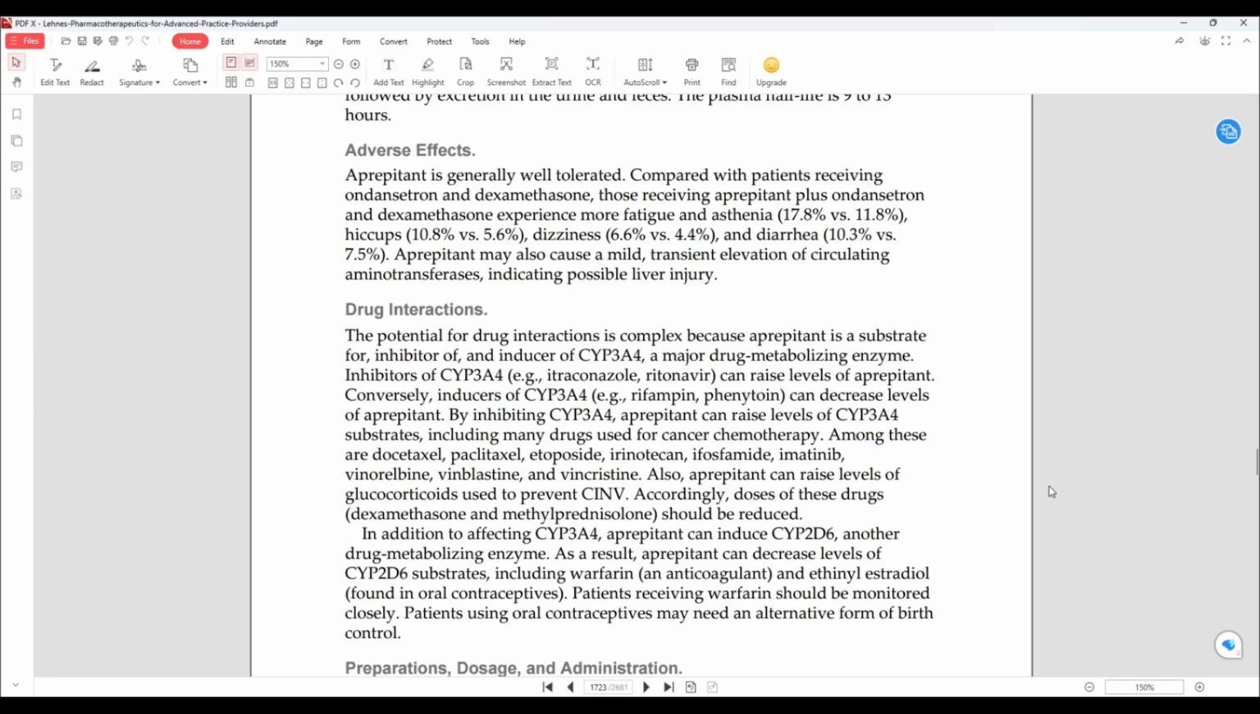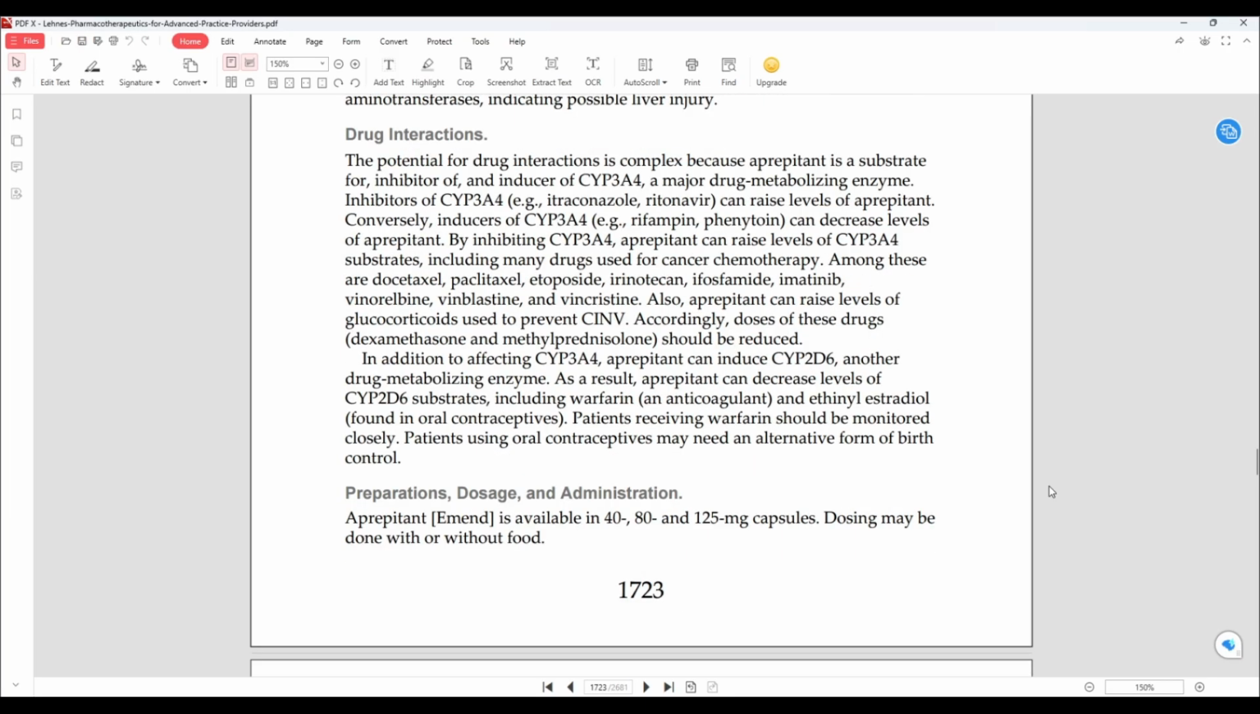Drug interactions. The potential for drug interaction is complex because aprepitant is a substrate for, inhibitors of, and inducers of CYP3A4, a major drug metabolizing enzyme. Inhibitors of CYP3A4 can raise levels of aprepitant. Conversely, inducers of CYP3A4 can decrease levels of aprepitant. By inhibiting CYP3A4, aprepitant can raise levels of CYP3A4 substrates, including many drugs used for cancer and chemotherapy.